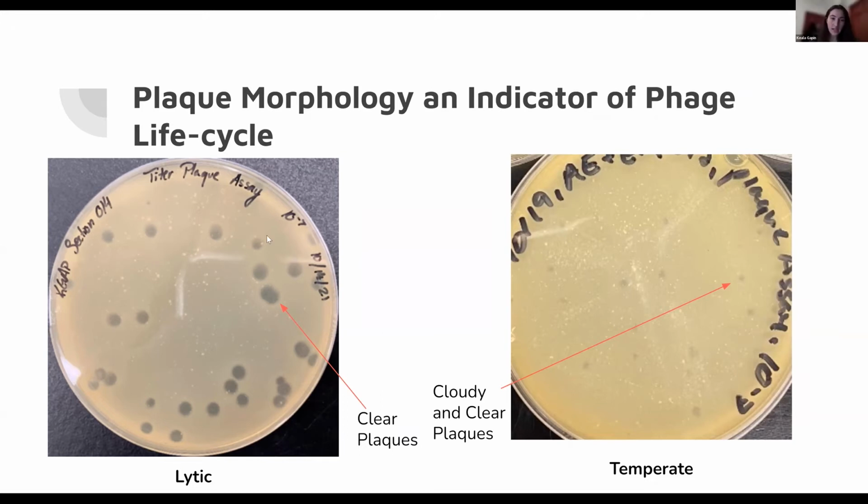In contrast, looking at my plate here on the left, the phages are all producing clear edge plaques, which to us is an indication that these are likely lytic phages, since all of the bacteria in a region where phage are present are being killed off, and none of these phages are entering the lysogenic life cycle, which would allow bacteria in that region to remain alive despite being infected.